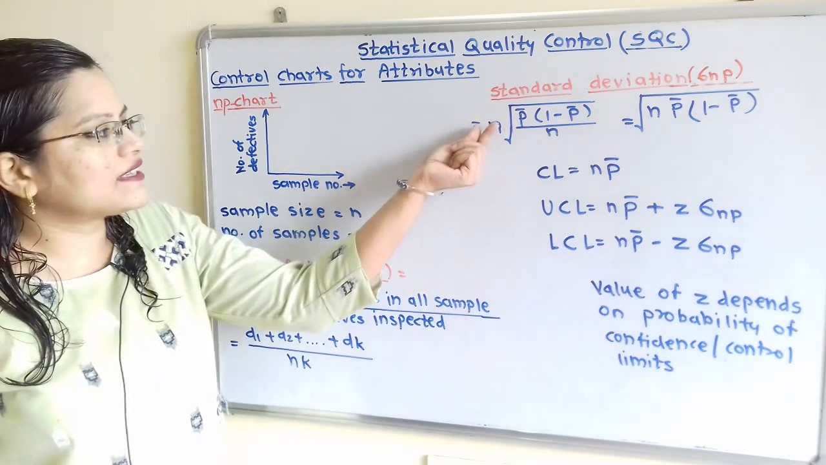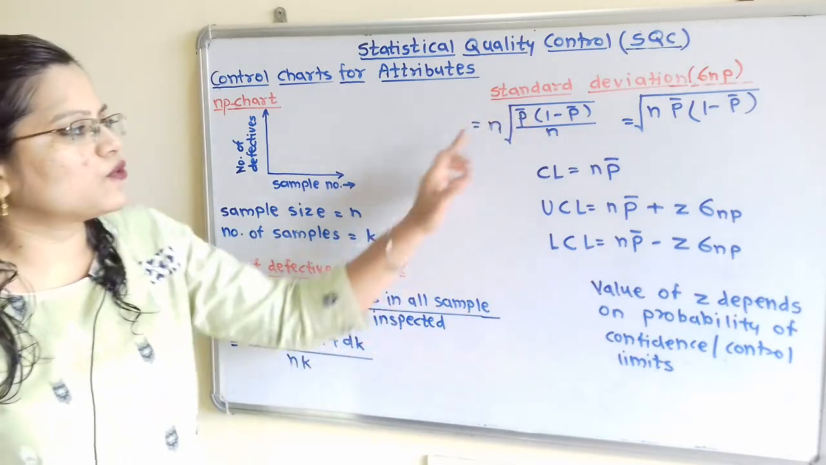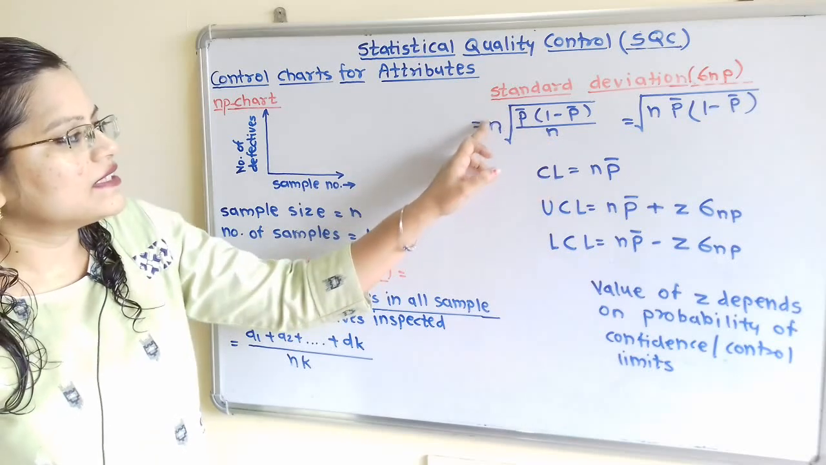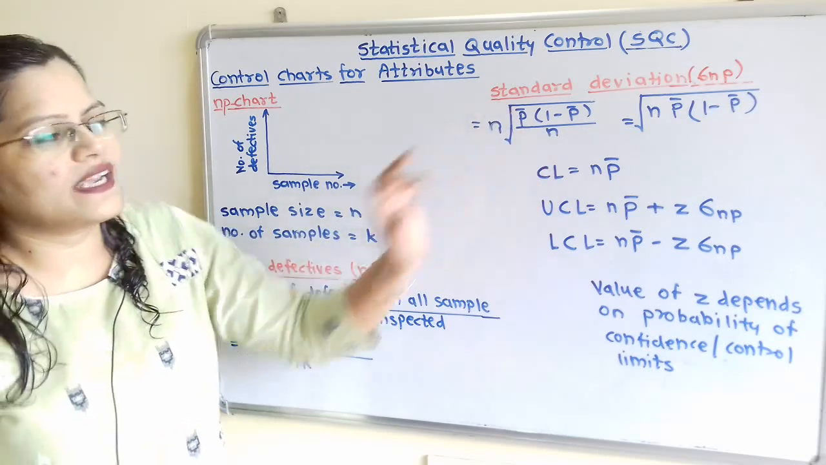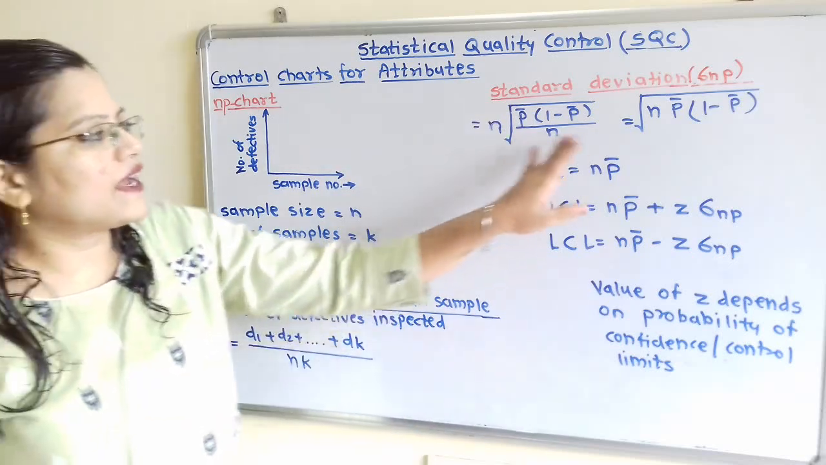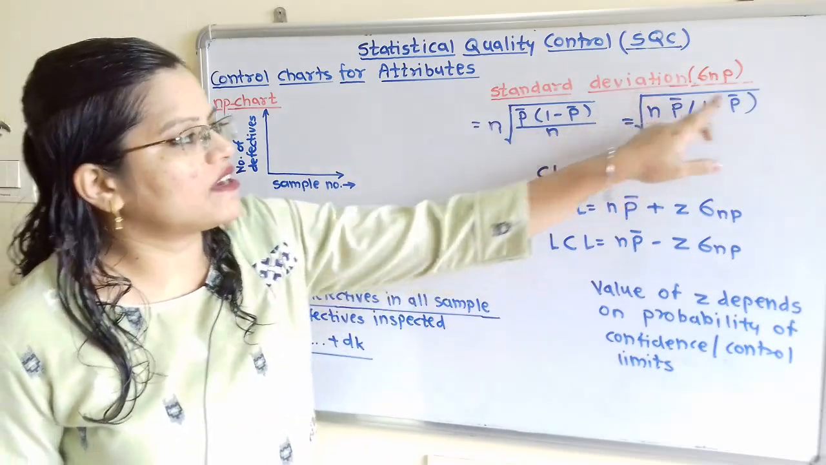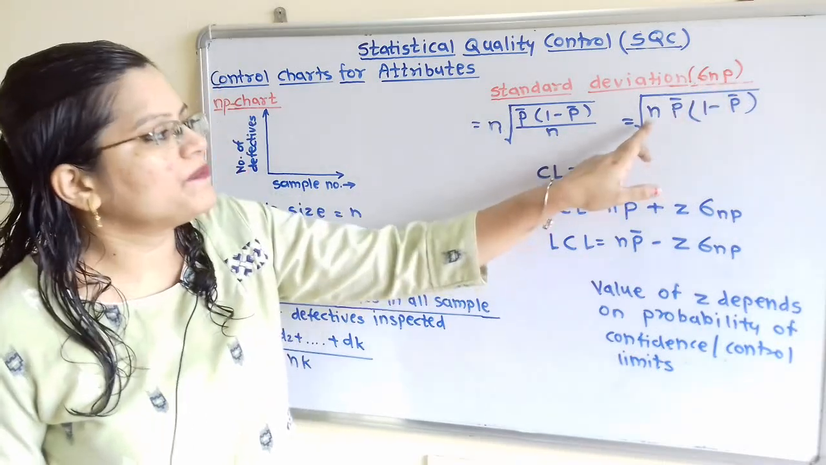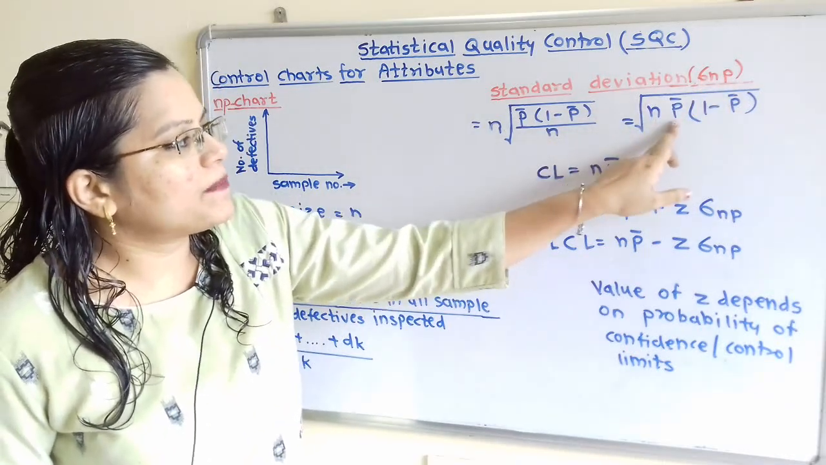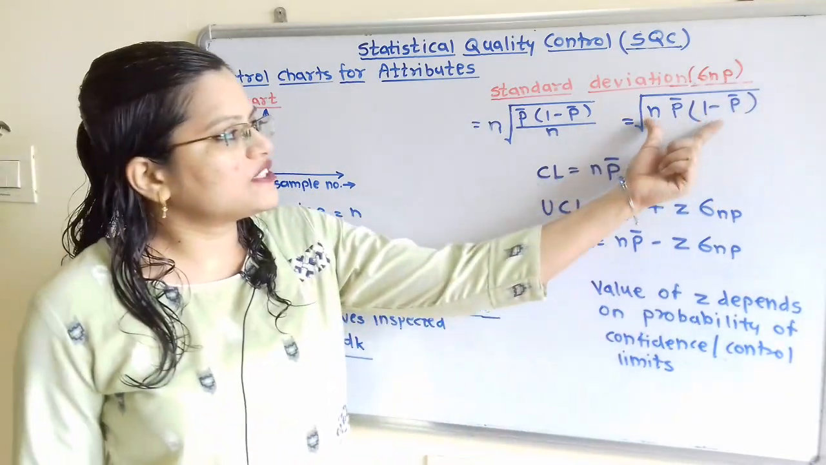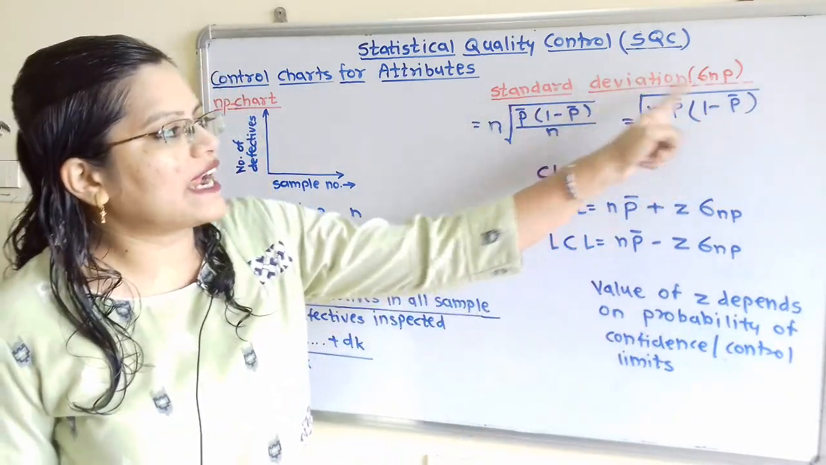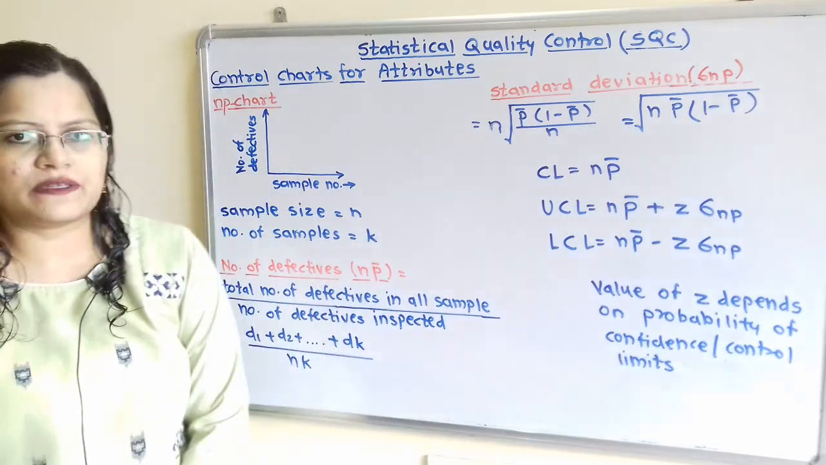If I take this n inside the square root, it becomes n square, and one n and one n get cancelled. When we simplify this, the final formula for sigma NP is the square root of n p bar into bracket 1 minus p bar. So by using this formula we can calculate the standard deviation sigma NP.